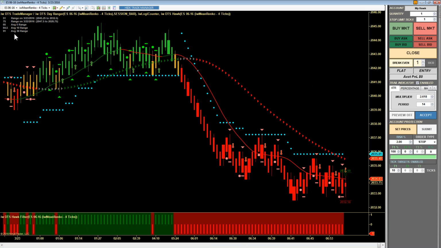a day ranger here on the E-mini, and the ranges are 91 on the 30-day, 64.5 on the 10-day, and 65 on the 5-day. So there too, from the 30-day down to the 5-day, we are shrinking up a little bit. Yesterday's range 75, today's range 51. We are getting a little bit of a consolidation pattern going on here in the E-mini.